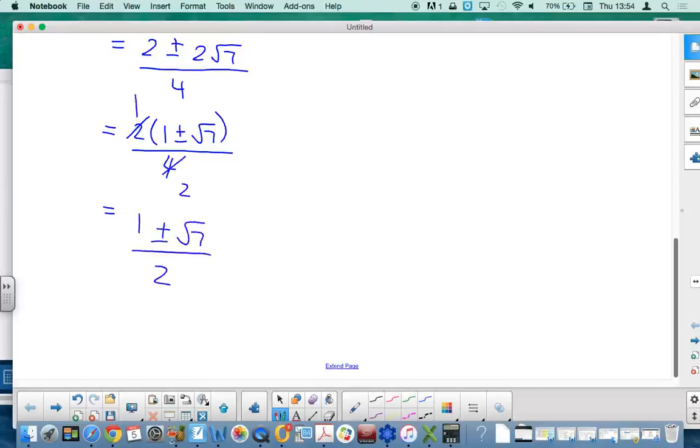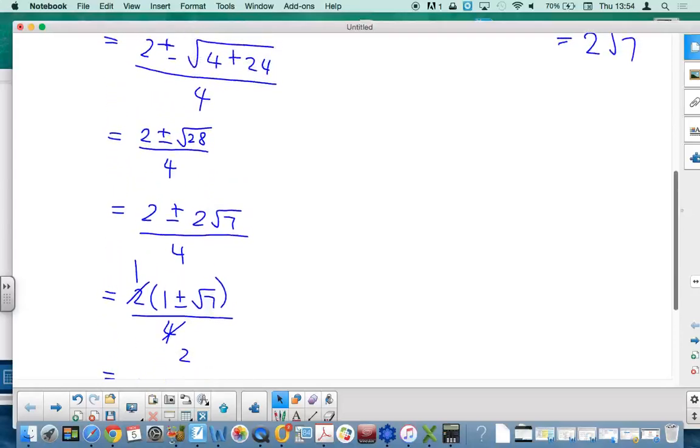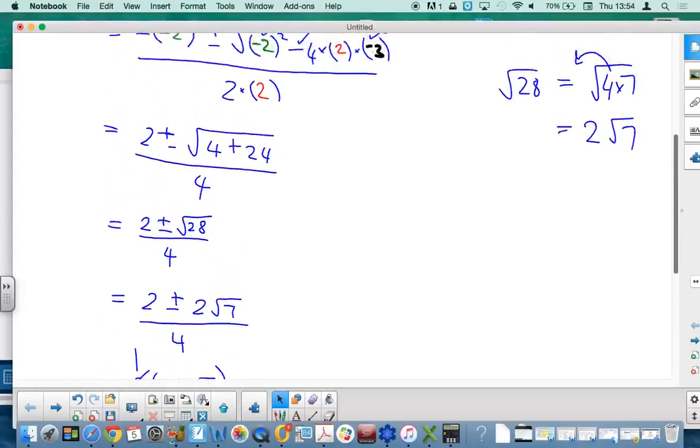That is the final answer using the quadratic formula without simplifying. How many of you are aiming for maths SL next year? If you're aiming for maths SL next year... Studies SL. If you're aiming for SL, you should be able to do that.